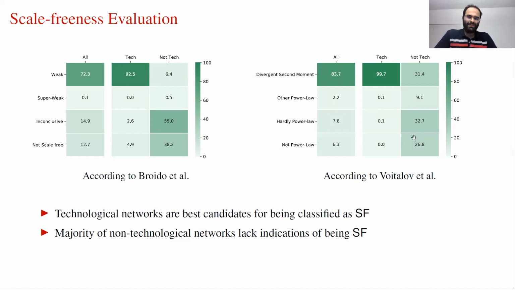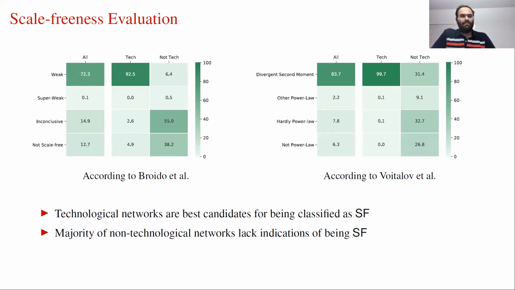So in simple terms, if we would like to see what's going on with the scale-free graphs in our collection, it's sufficient to look at technological networks, because those are the best candidates to be classified as scale-free, as agreed by these two very different methods. And whatever else is in our collection is mostly not scale-free, again, according to these both very different methods.